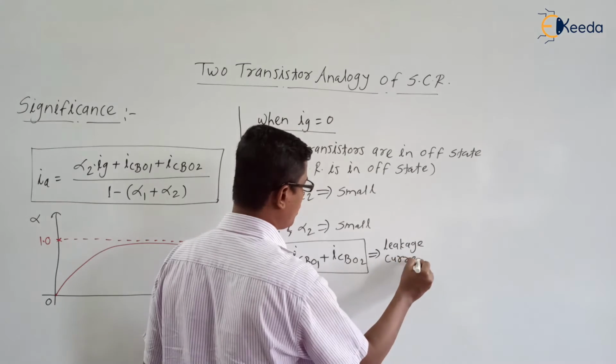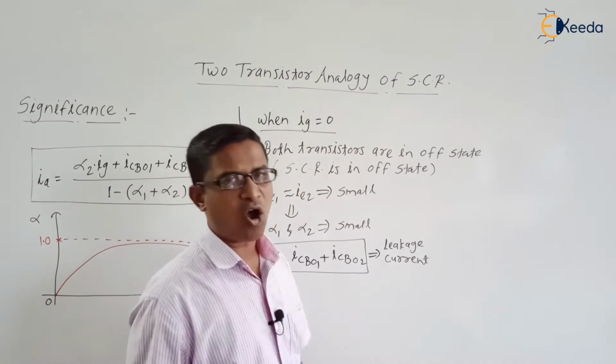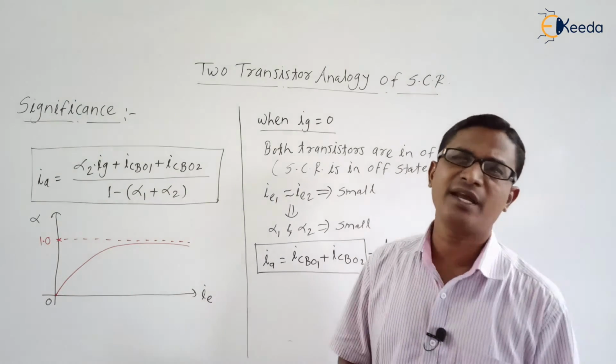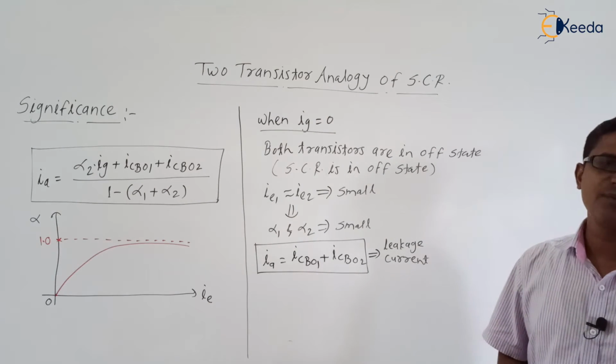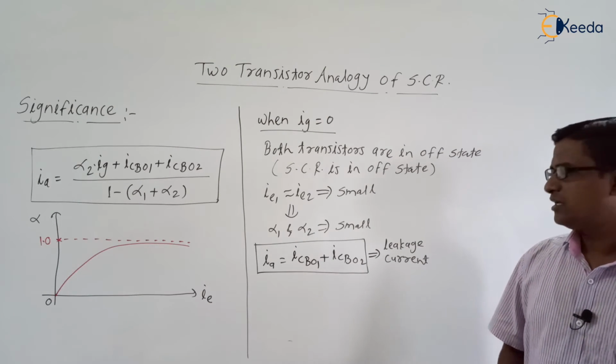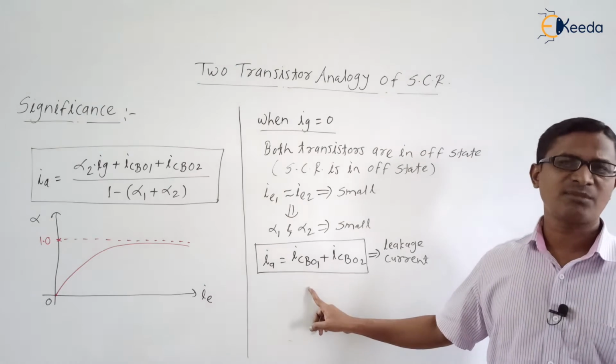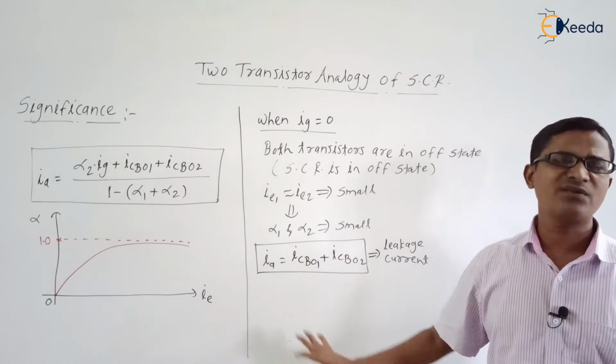Okay, so when the SCR is in the off state and we have not circulated the gate current, the current flowing through the SCR is only the leakage current, that is ICBO1 plus ICBO2, which is a very small current.